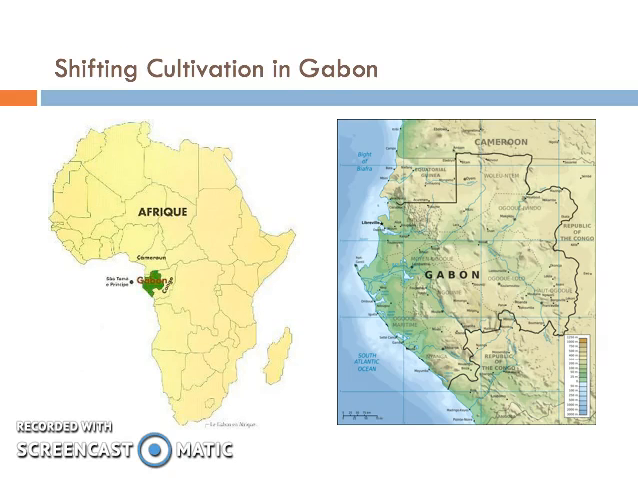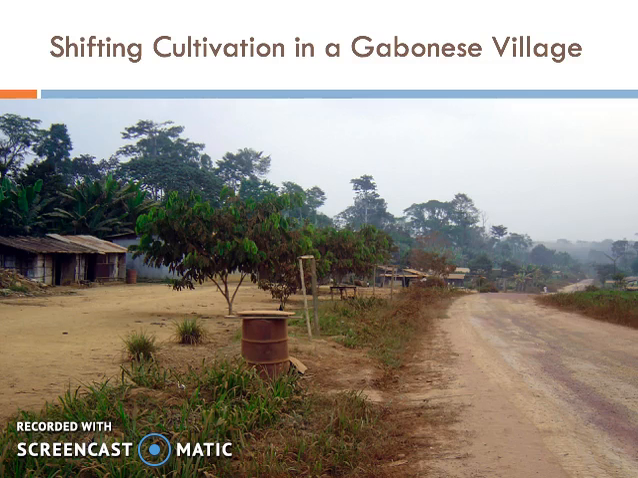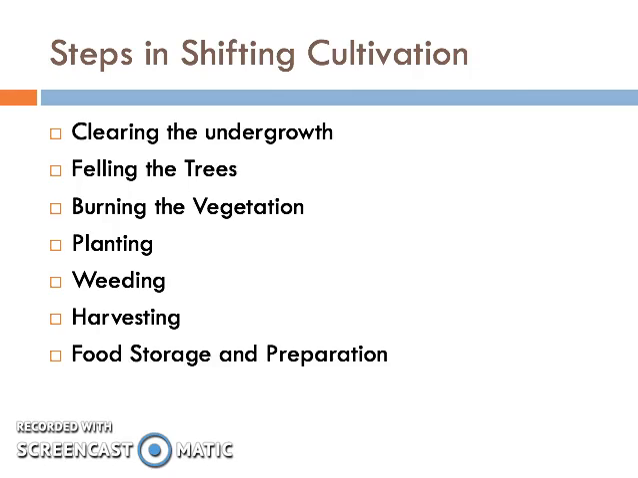Let's look at horticulture or shifting cultivation in the Central African country of Gabon, where I've undertaken field research for many years. I want to take you through the sequence of shifting cultivation in the rainforest surrounding this village in northeastern Gabon. As practiced in northeastern Gabon, as elsewhere, the steps in shifting cultivation include clearing the undergrowth, felling the trees, burning the vegetation, planting, weeding, harvesting, and food storage and preparation.